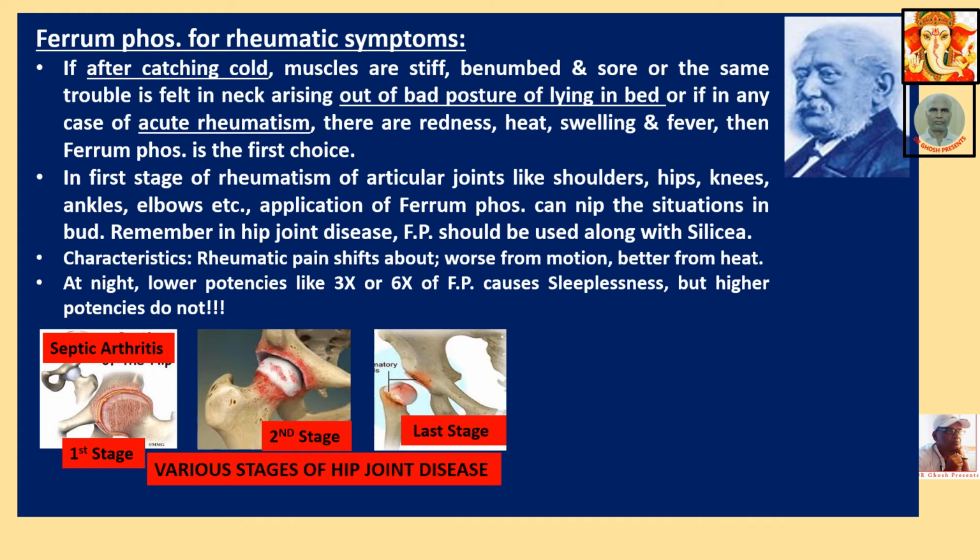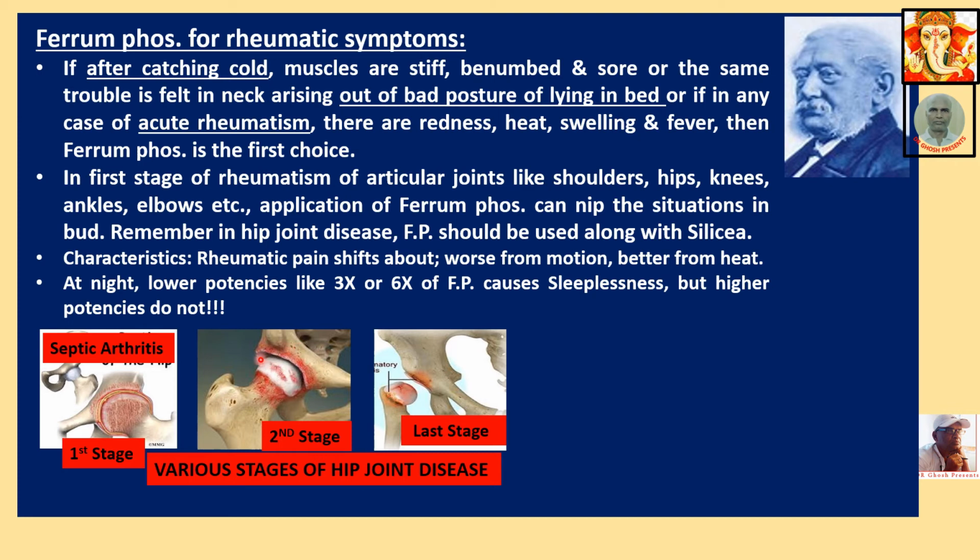Now, one very interesting picture I have given here. See, septic arthritis of the hip joint. This is called hip joint disease. First stage means just reddening of the joint. That is the first inflammation. This is the first stage where you can use Ferrum phos. Second stage, the joint has almost broken, and third stage, it is fully out of the socket. It is just coming out of the socket. This is fully out. Various stages of hip joint disease.